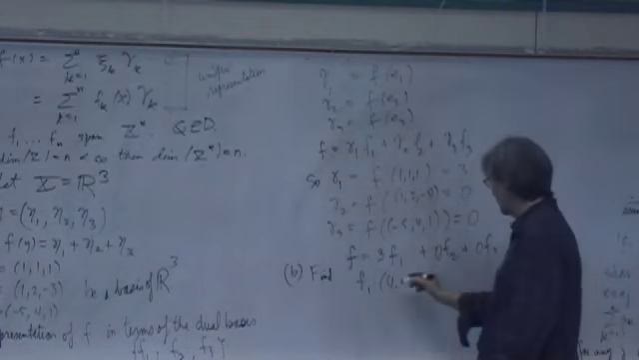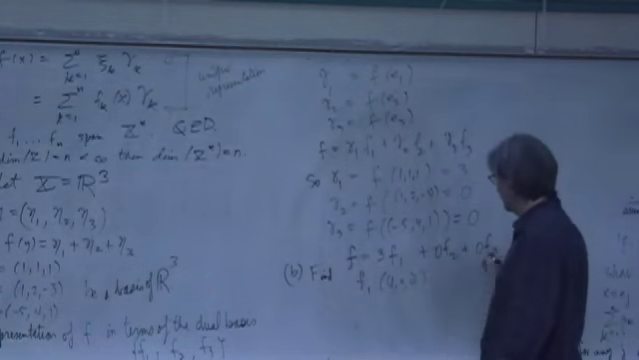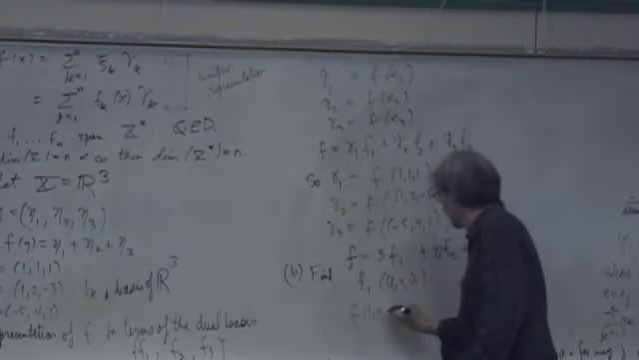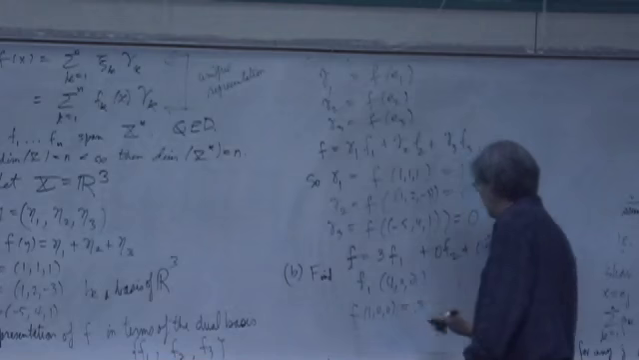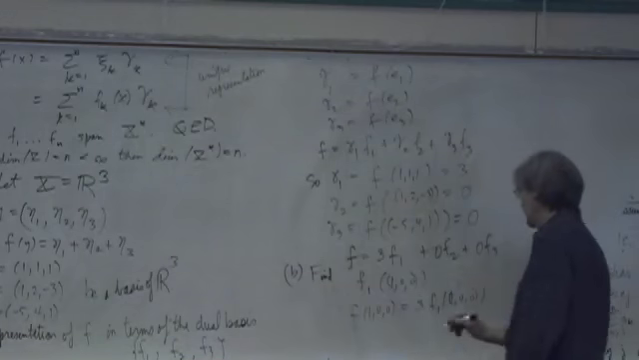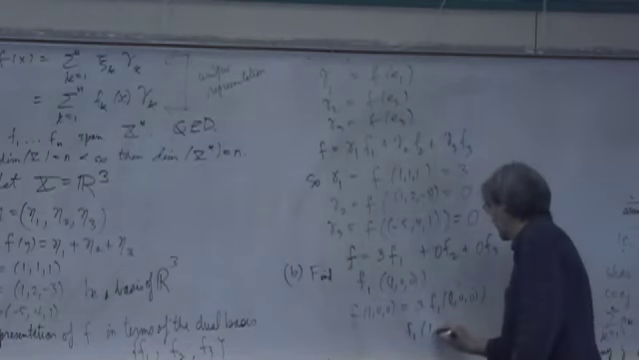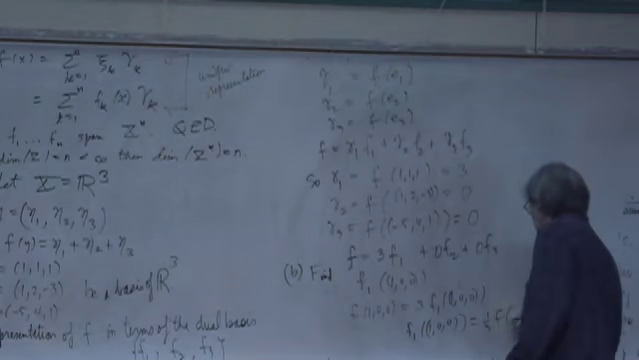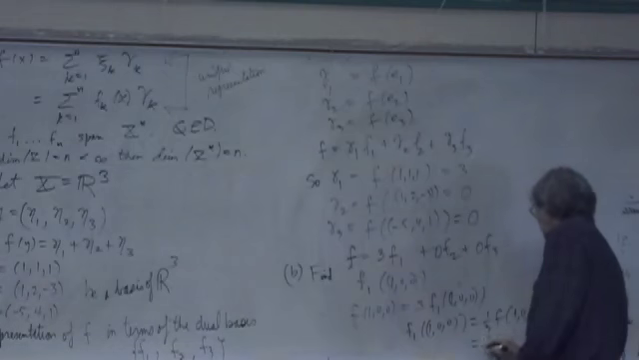So I can just apply both sides of this to 1, 0, 0, and I get f of 1, 0, 0 equals 3 f1 of 1, 0, 0. So I get f1 of 1, 0, 0 equals 1/3 f of 1, 0, 0, which is 1. So this is 1/3 times 1 equals 1/3.